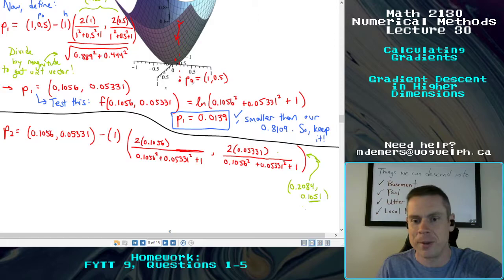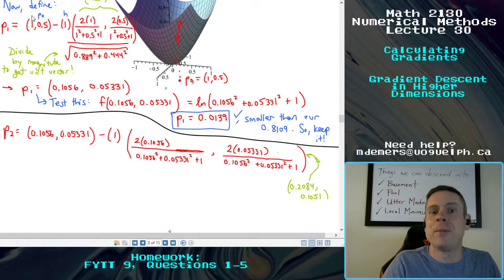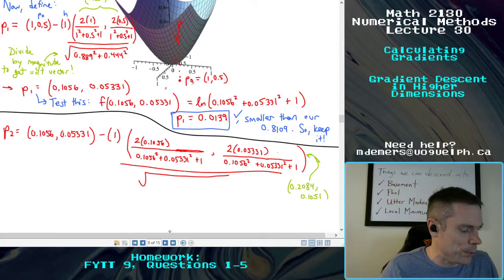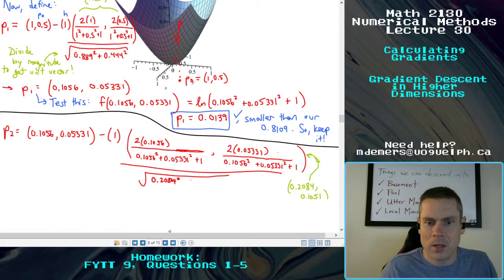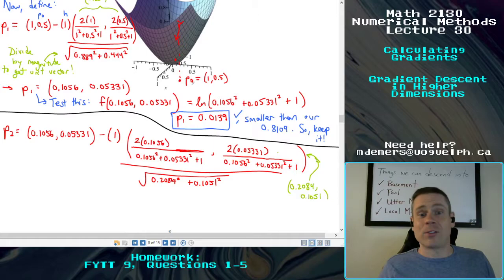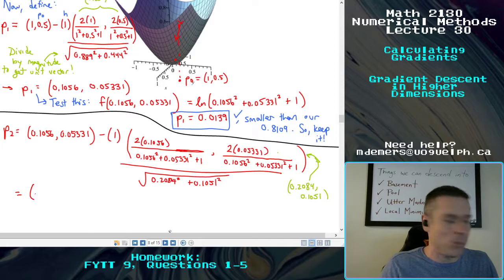It's a little bit beside the point. If we were keeping many decimals of precision, we would have less and less of this that comes out. And we divide this by the sum of the squares square rooted of what we just found. So 0.2084 squared plus 0.1051 squared. Grotesque, right? And you work all of this out after all of that work, and what you end up with here is about minus 0.8-ish. Minus 0.4-ish. I'm going to put ish and ish. Okay, very close to those.